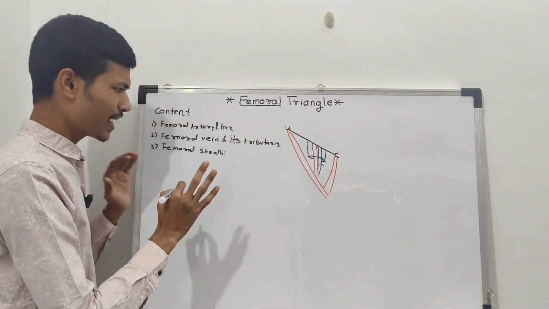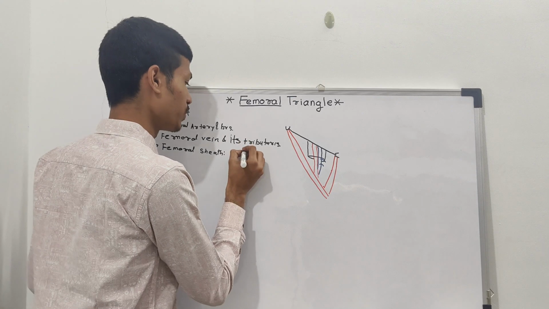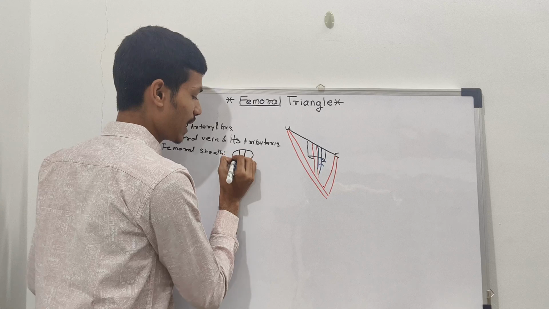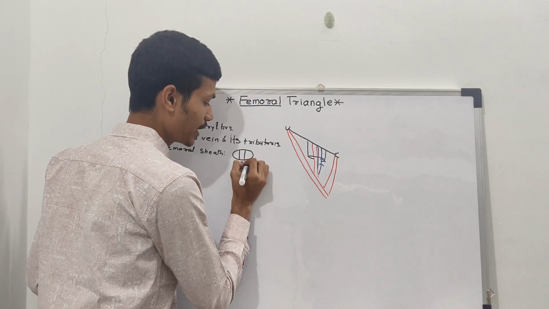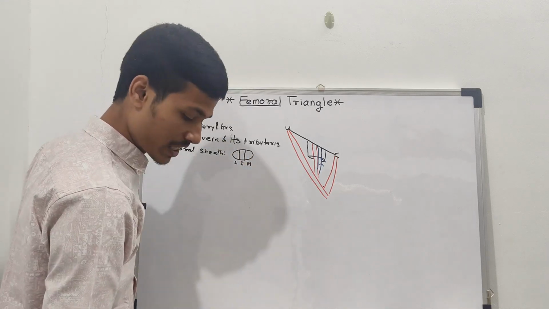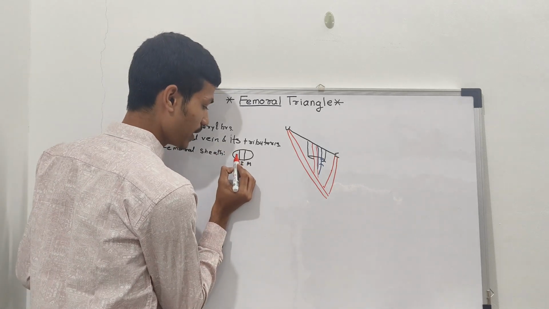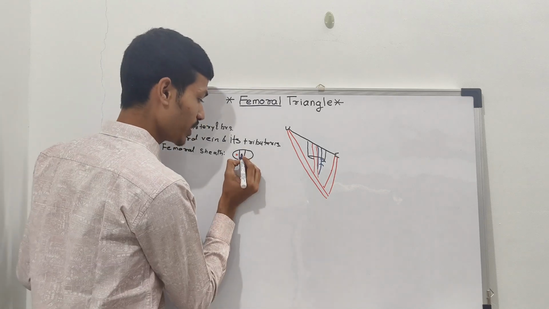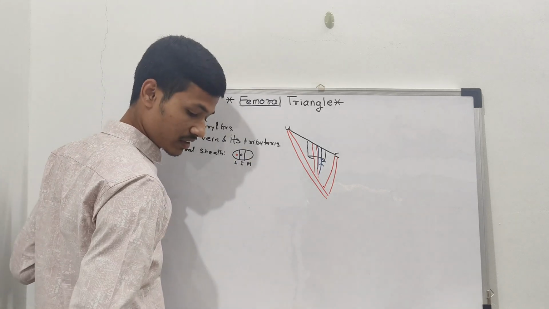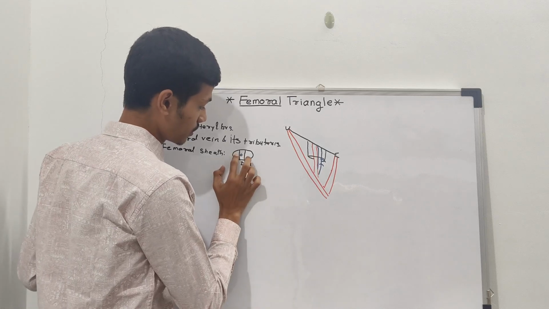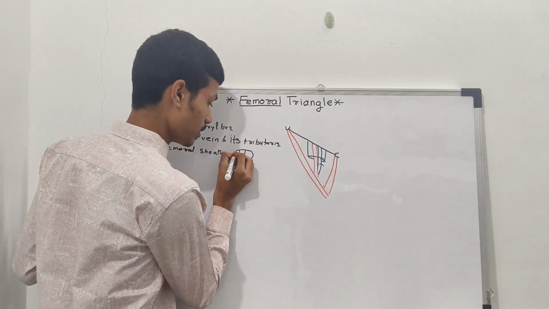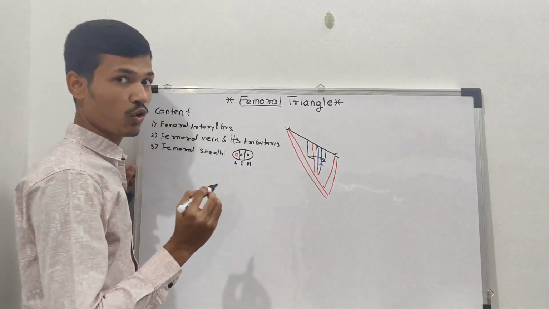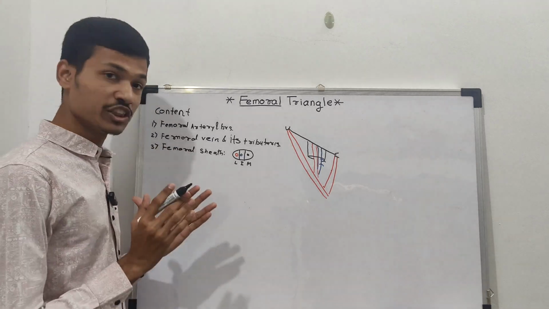To describe the femoral sheath, it is basically divided into three compartments: lateral, intermediate, and medial. The lateral compartment has the femoral artery. The intermediate compartment of the femoral sheath contains the femoral vein, and the medial compartment basically consists of the lymph node of Cloquet. This is about the femoral sheath.